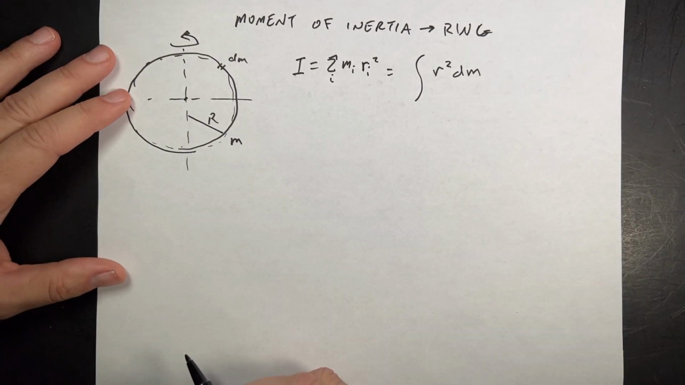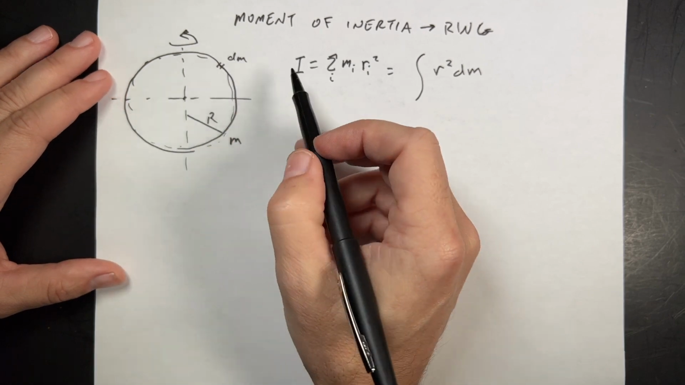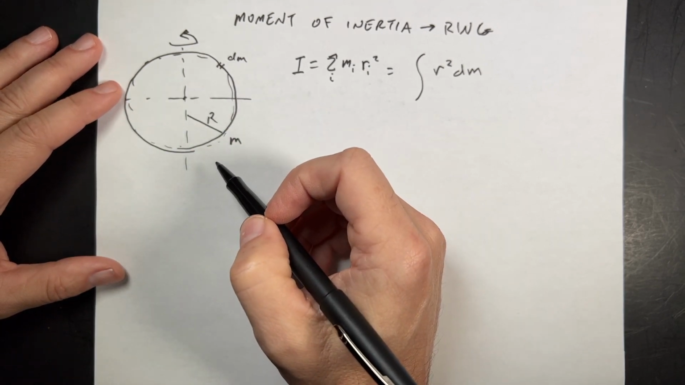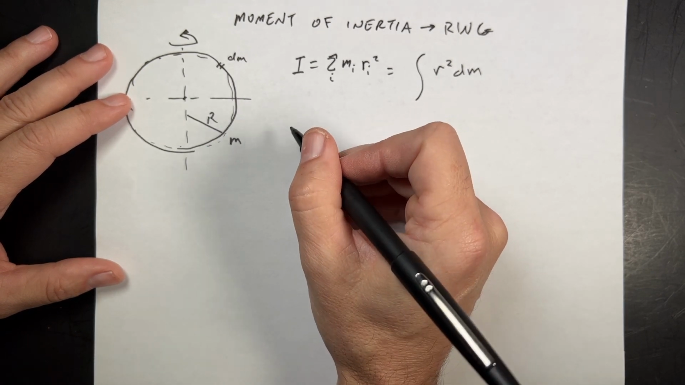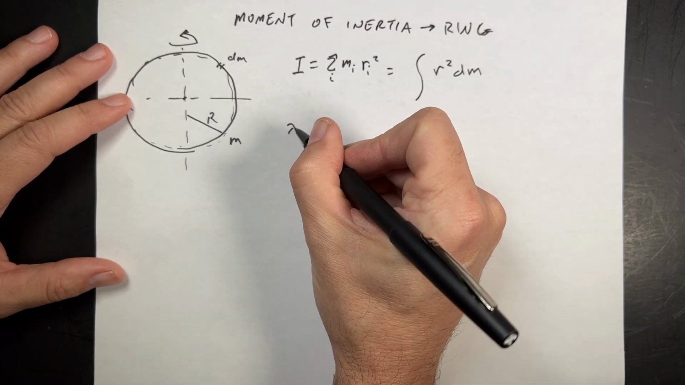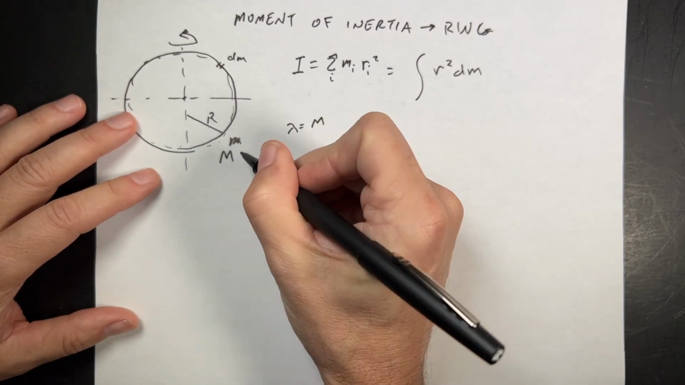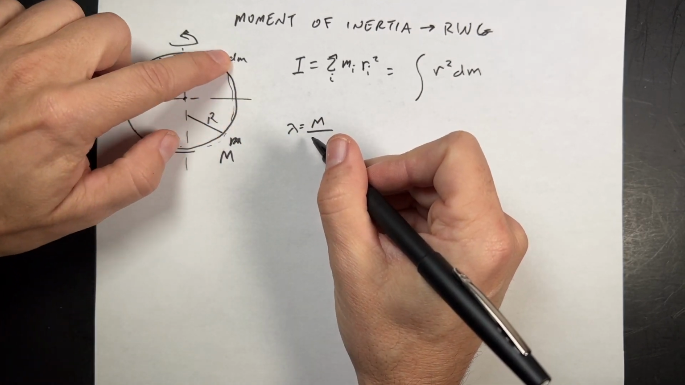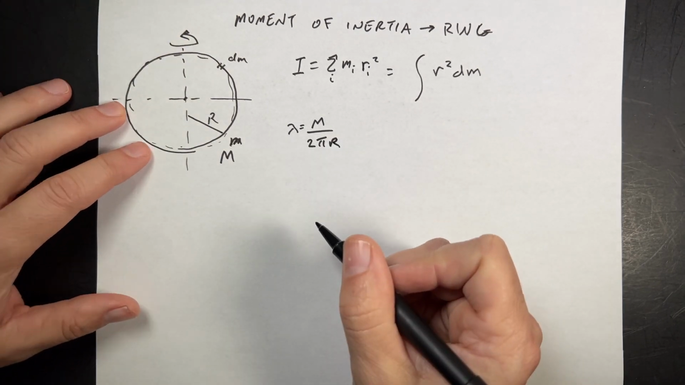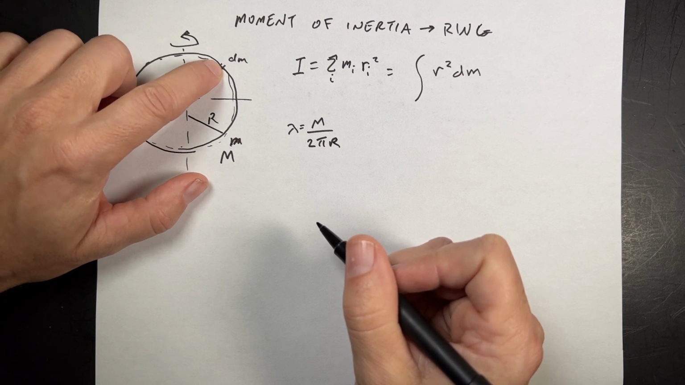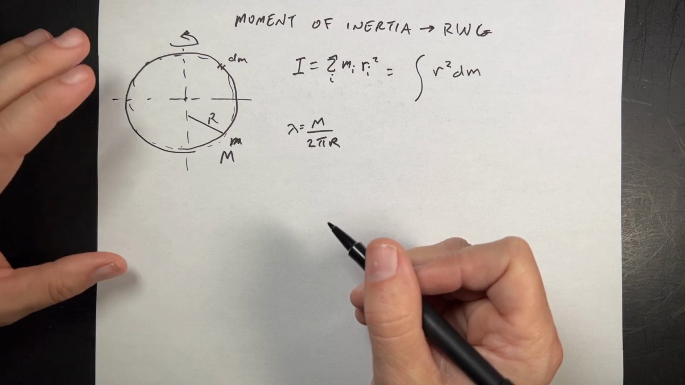Now the first thing I need to do is to find an expression for dm. If the linear density is constant, uniform density, then I can define linear density as lambda. It's going to be the total mass, capital M, divided by the total length. And the total length of this is just going to be 2 pi r. So what's the mass of the little piece going to be? I'm going to write this out because it's going to be useful for later.